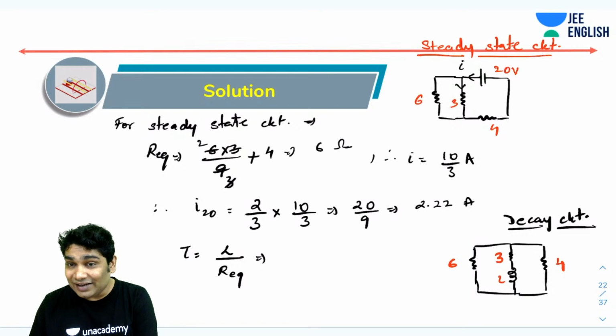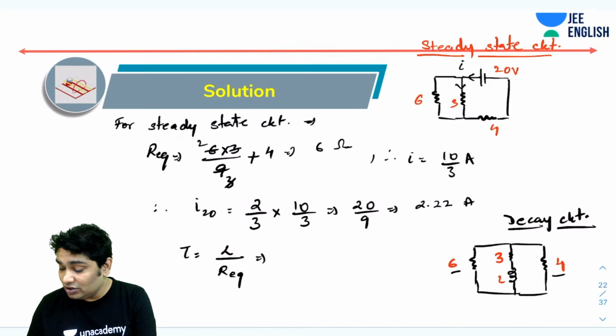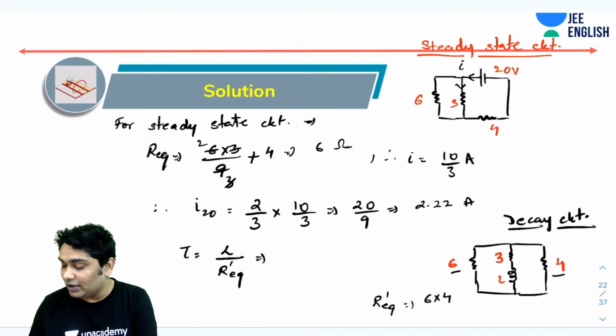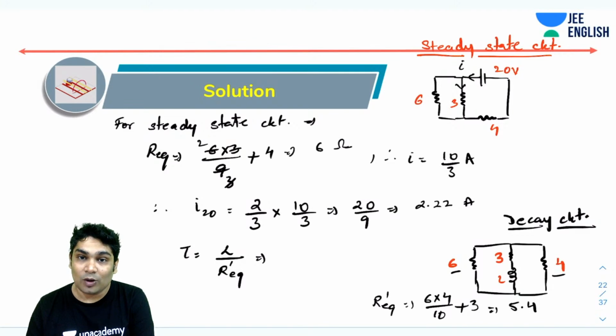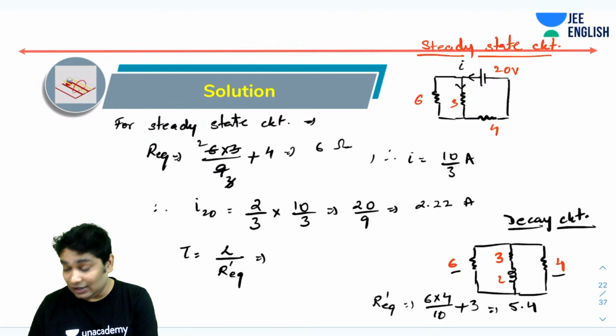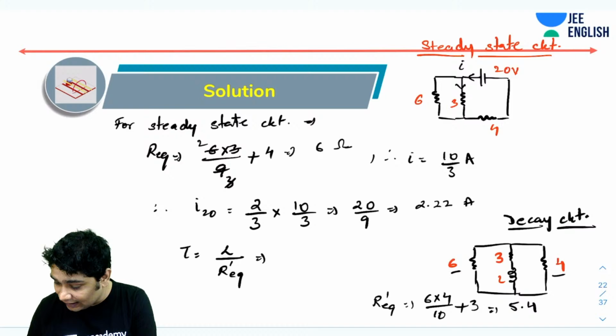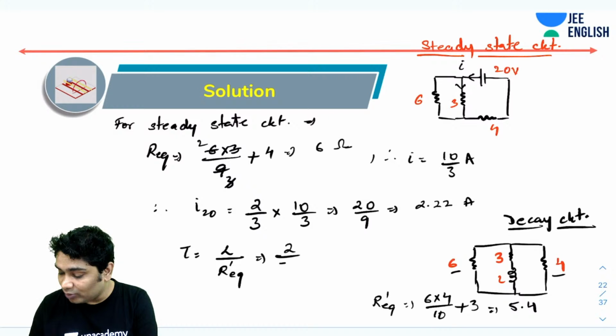Okay. So R equivalent, you realize 6 and 4, they are in parallel. And this parallel resistance is in series with 3. So R equivalent dash, let's call it R equivalent dash, I can calculate as 6 into 4 over 10 plus 3. So that is 2.4 plus 3, that is 5.4. Now, this inductor had an inductance of 2 Henry. So this would be 2 over 5.4 or 1 over 2.7.